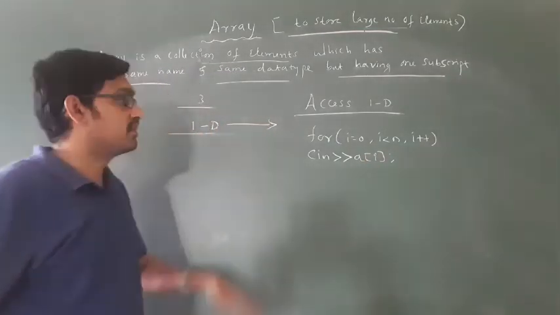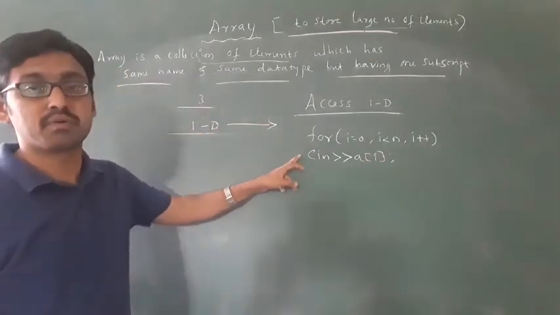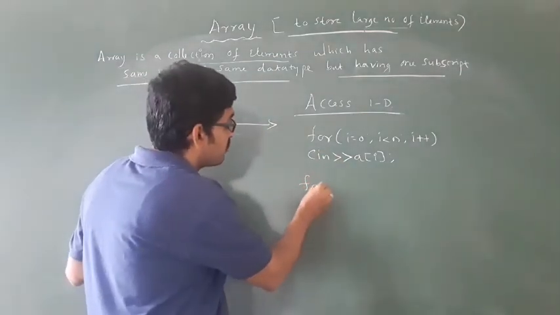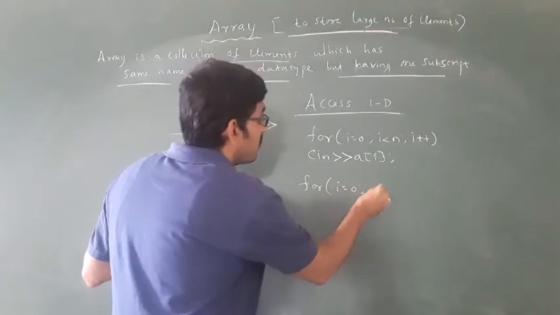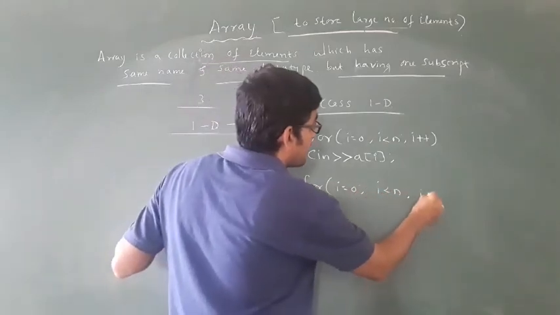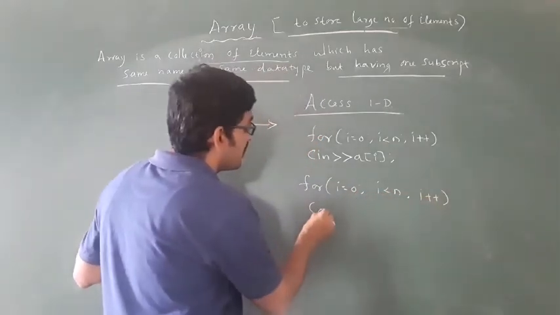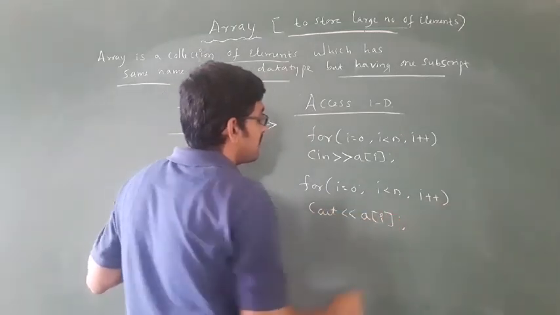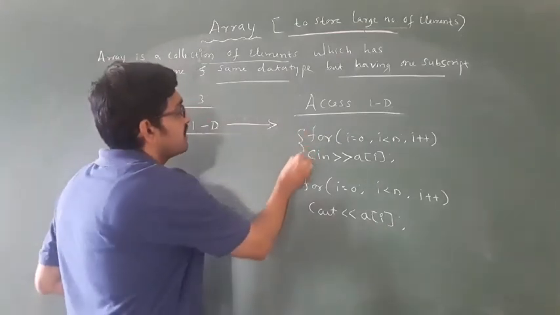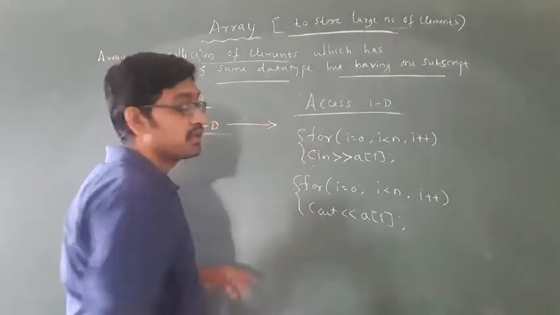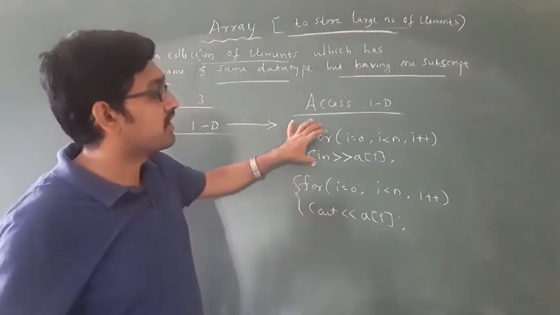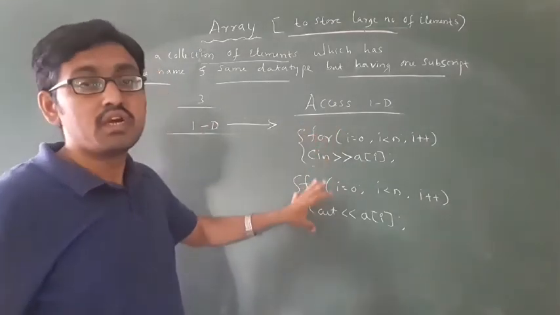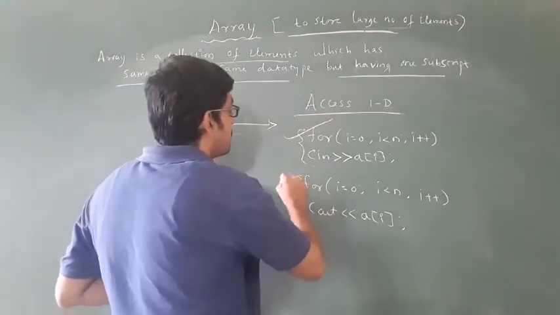Wherever an array is there, you have to use this statement. To display, you have to use for I equal to 0, I less than n, I plus plus, then you have to use cout a of I. This is for entering the values, this is for displaying the values. You have to use these 2 points, first point, second point.